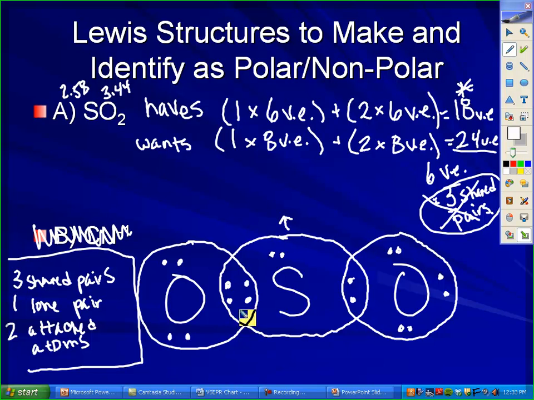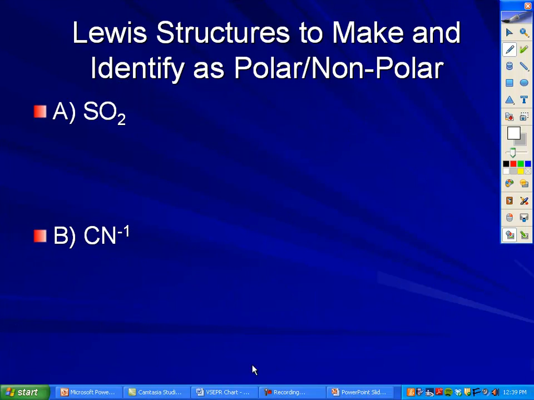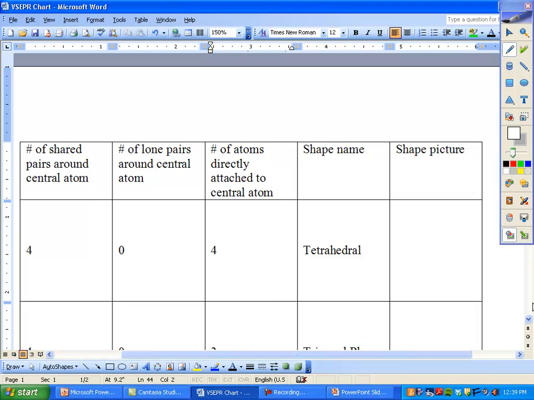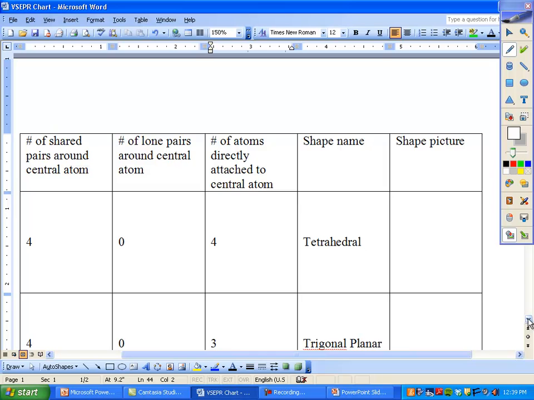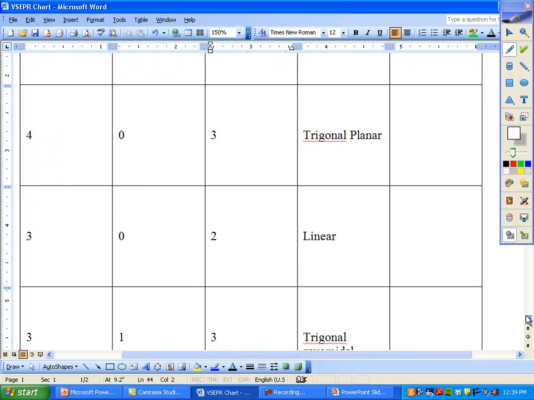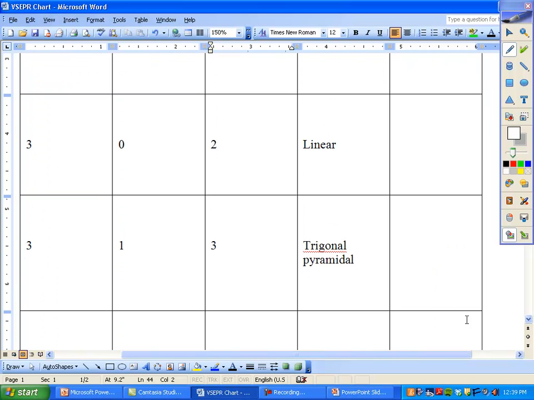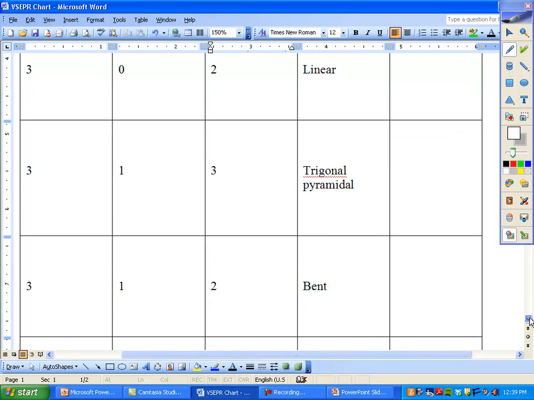So I made some copies of those VSEPR charts for you to look at if you happen to have lost yours from last year. So you can get one of those. And we're going to look on our chart, and we're going to find on this chart where we have 3 shared pairs. Well, there's 3 shared pairs, 1 lone pair, but this is 3 attached atoms. We only have 2. So it's right here, 3, 1, 2. So that tells us we're going to have a bent shape.